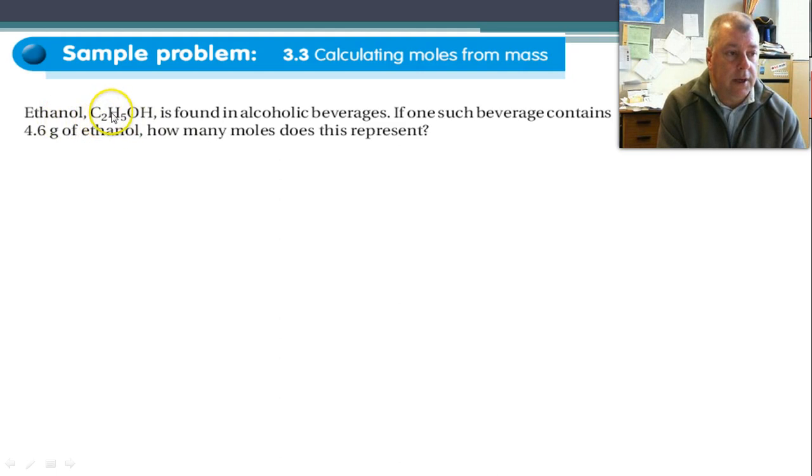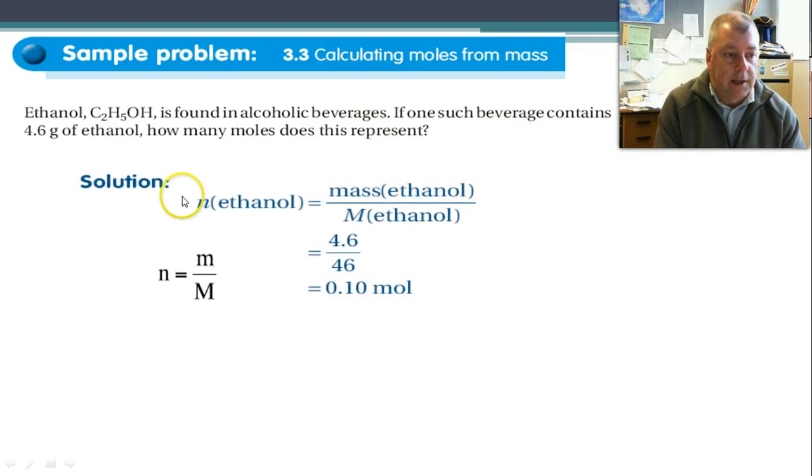Ethanol, C2H5OH, is found in alcoholic beverages. If one such beverage contains 4.6 grams of ethanol, how many moles does this represent? Now we're going to use this formula here where n is the number of moles, m is the mass, and M is the molar mass. And this is what they've done here.